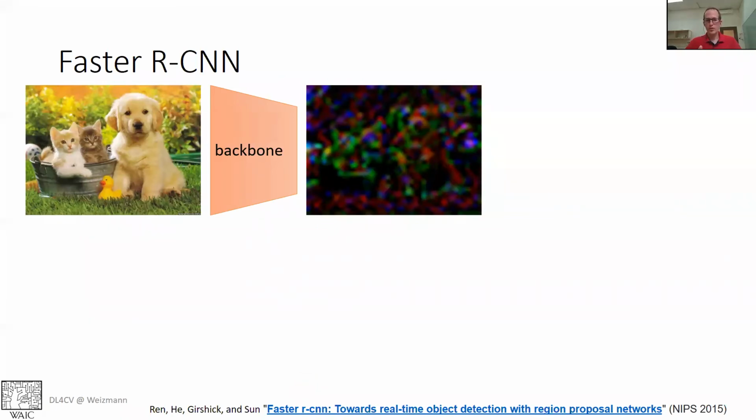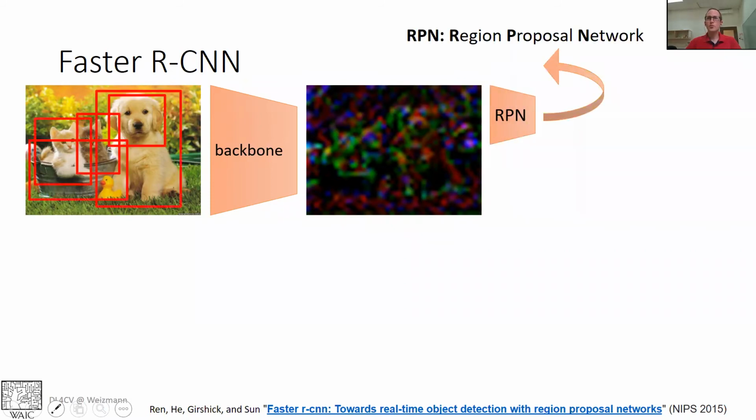Once we have a feature map that we compute very efficiently because it's a single forward pass of the network, we are using a region proposal network, RPN for short, that looks in a fully convolutional way on the feature map and says, where are the interesting regions that we should look upon in the image? For instance, for this image, the region proposal network may say, look at these regions, they look interesting, you should focus on them.